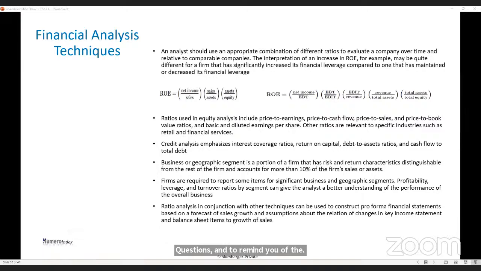Concept. Somebody shared a screenshot of a question: an analyst gathered the following information. Your ROE is 15%, your interest burden is 0.85, your EBIT margin is 30%, your asset turnover is 1.1, and your financial leverage is 1.25. The average tax rate is closest to what? What they're asking you for is this first number.